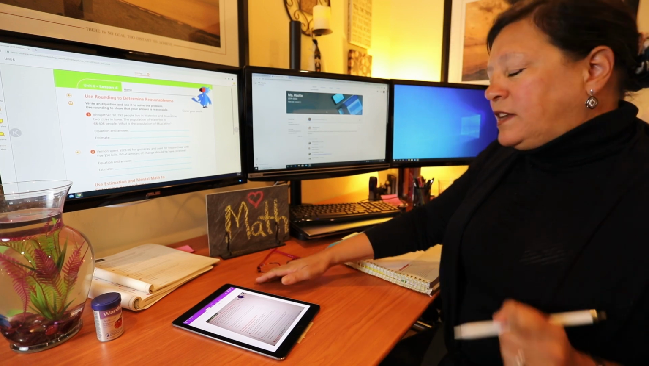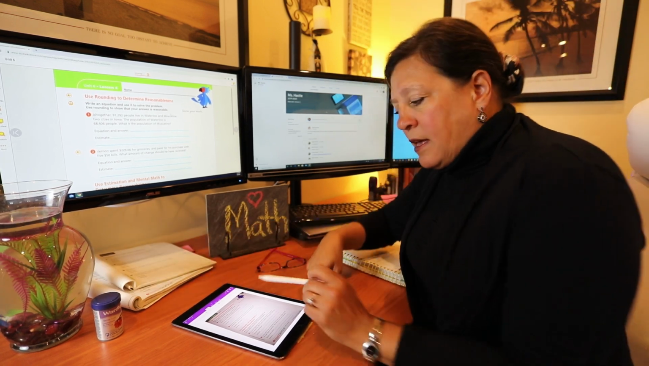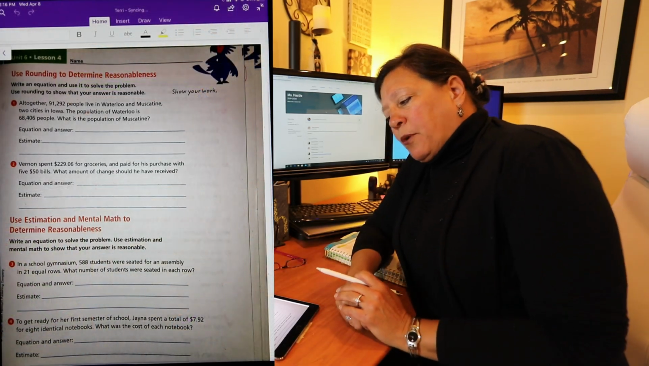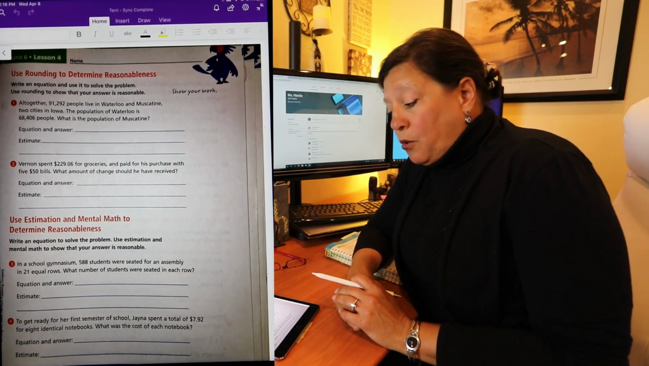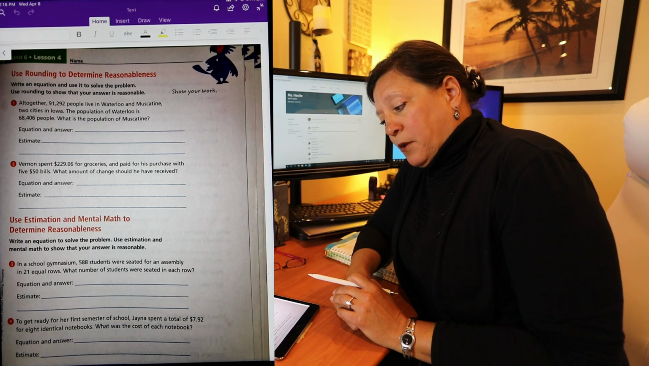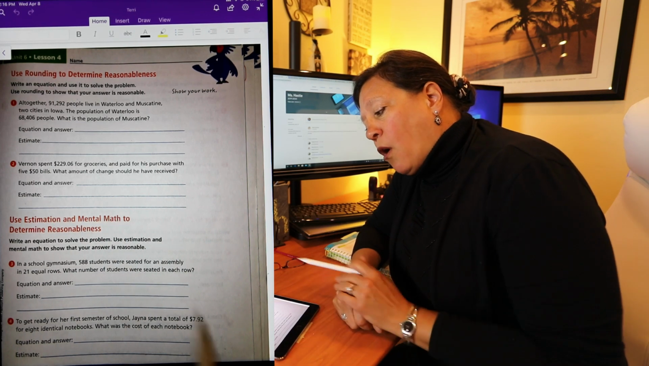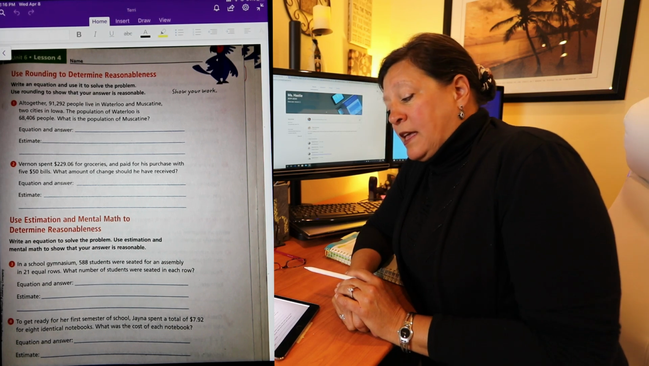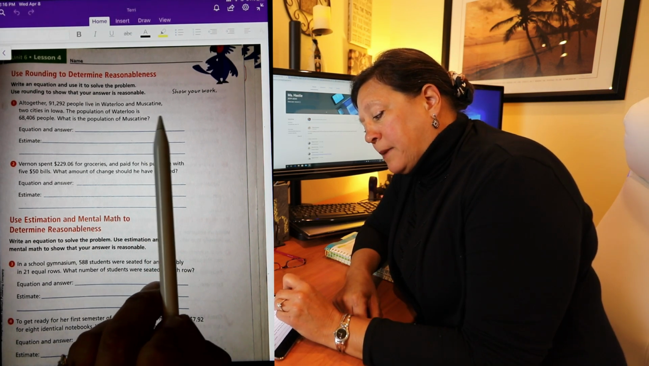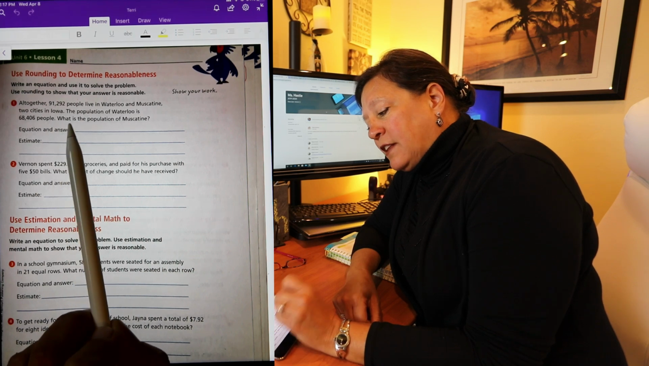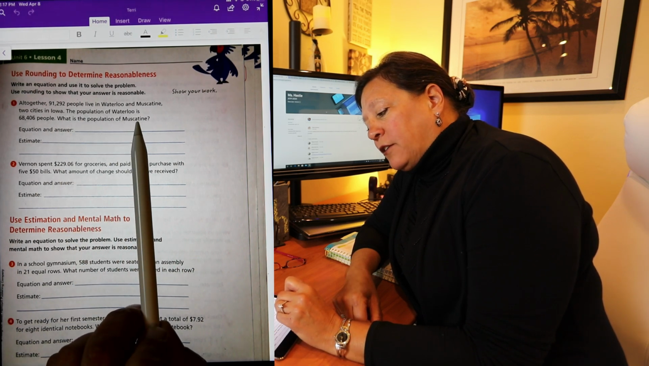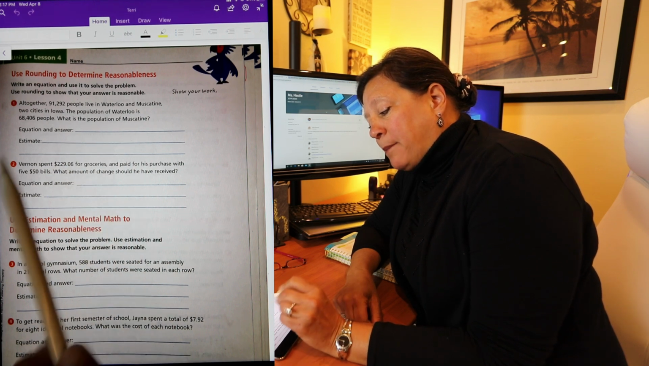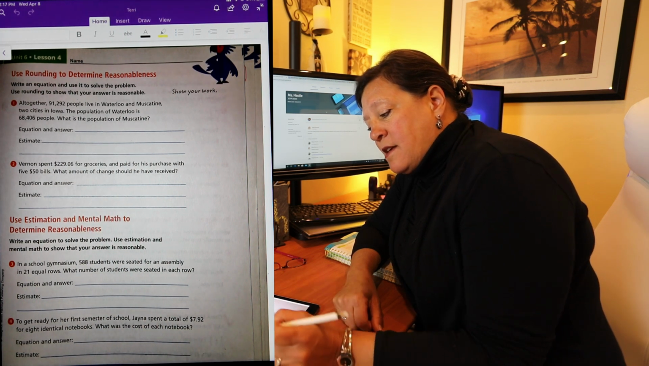Page 249. Let's read our directions here. Write an equation, use it to solve the problem. Use rounding to show that your answer is reasonable. All together: 91,292 people live in Waterloo and Muscatine, two cities in Iowa. The population of Waterloo is 68,406 people. What is the population of Muscatine?